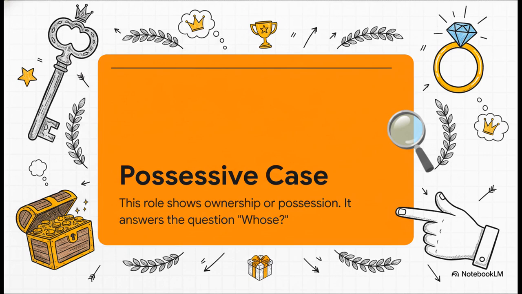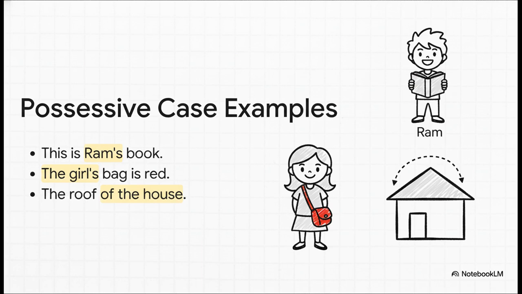Our fourth actor is the possessive case, and this one is about as straightforward as it gets. Its only job is to show who owns something. It's the "hey, that's mine" role. So, whose book is it? It's Ram's. Whose bag is red? The girl's. And notice, it can work with an apostrophe S or with the word "of," like in "the roof of the house." Both of them are just showing ownership.